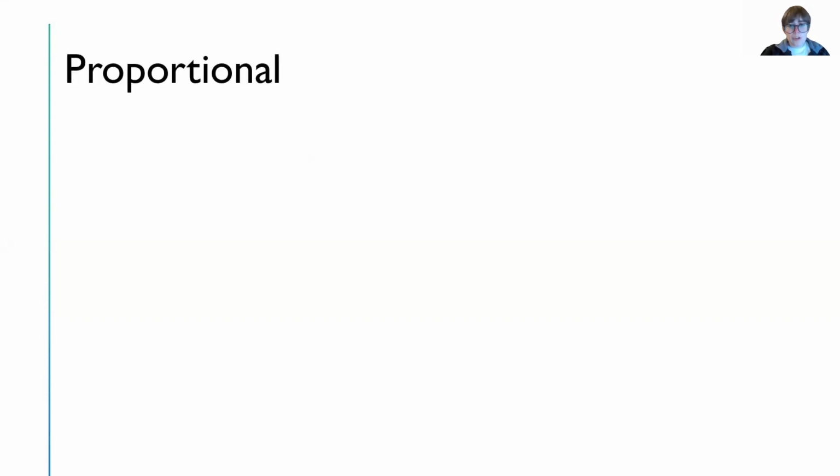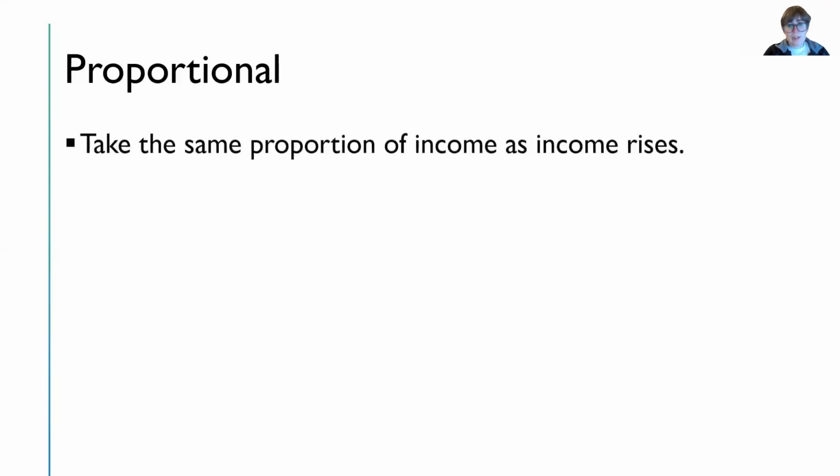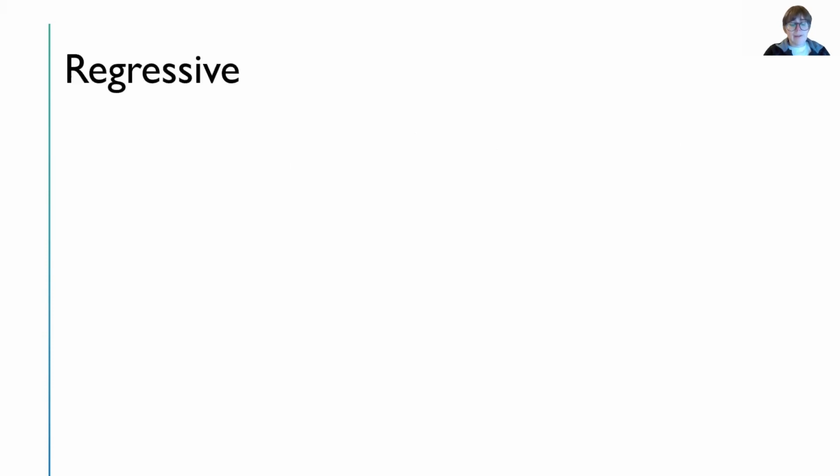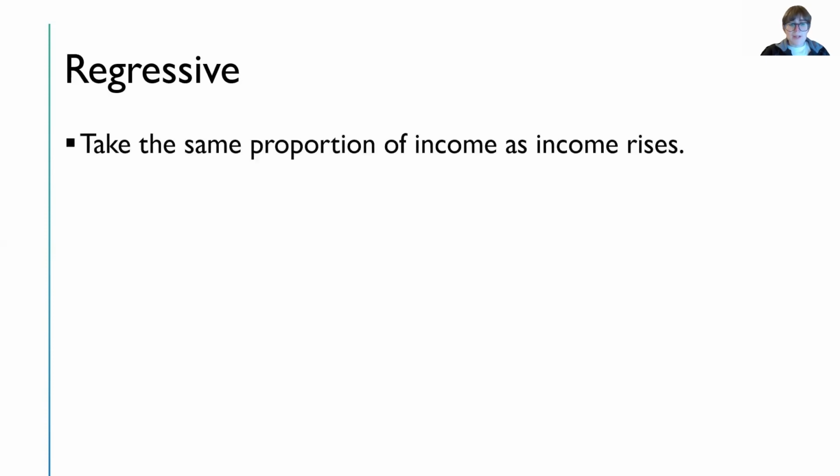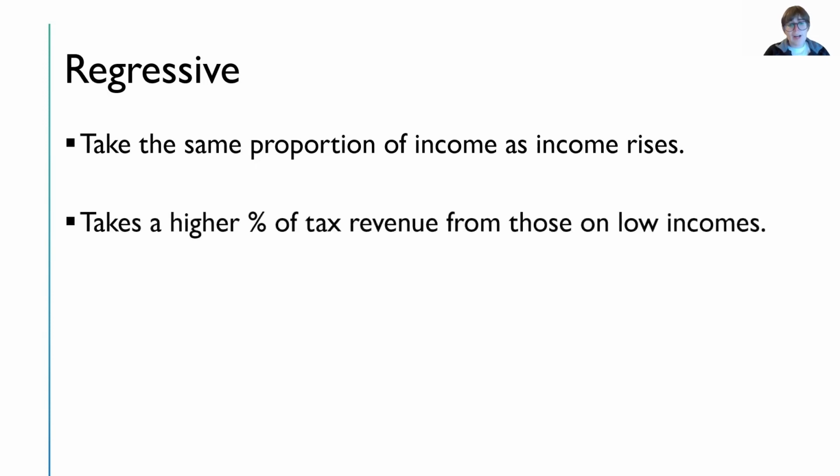We then have proportional. So this is simply taking the same proportion of income as income rises. This one speaks for itself. We then have a regressive tax. So this will take the same proportion of income as income rises, but it will take a higher percentage of tax revenue from those on low incomes, which means the most poorly paid people are going to be hit the hardest with this one.